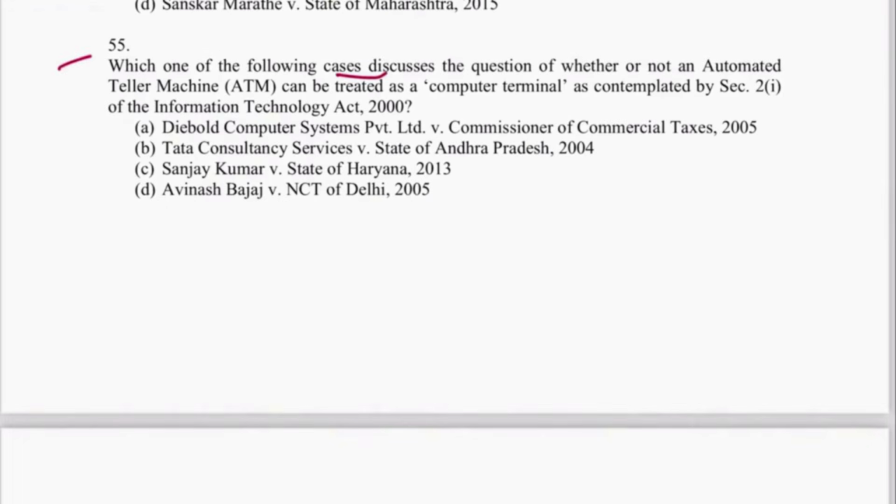Next, 55. Which one of the following cases discusses the question of whether or not an automated teller machine can be treated as a computer terminal as contemplated under section 2(i) of IT Act? It was Diebold Computer System versus Commissioner of Commercial Taxes. A is the answer.